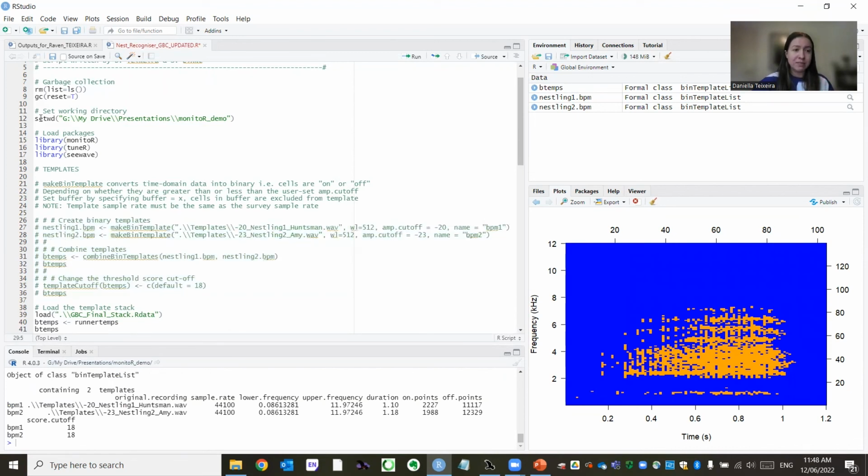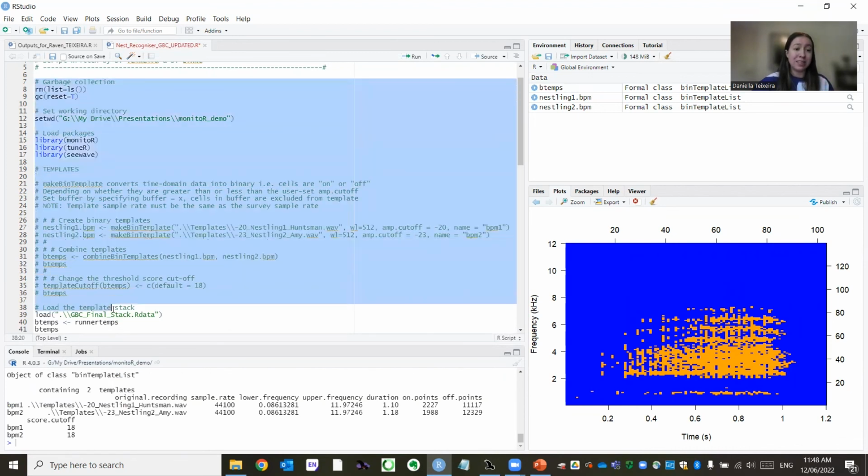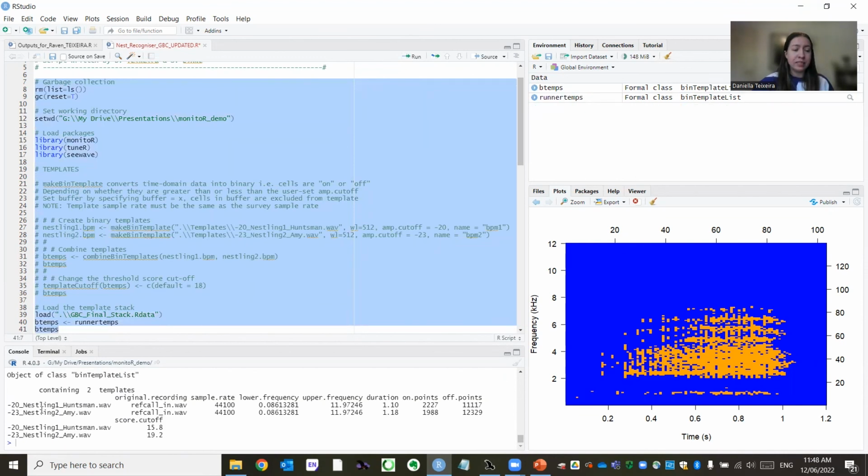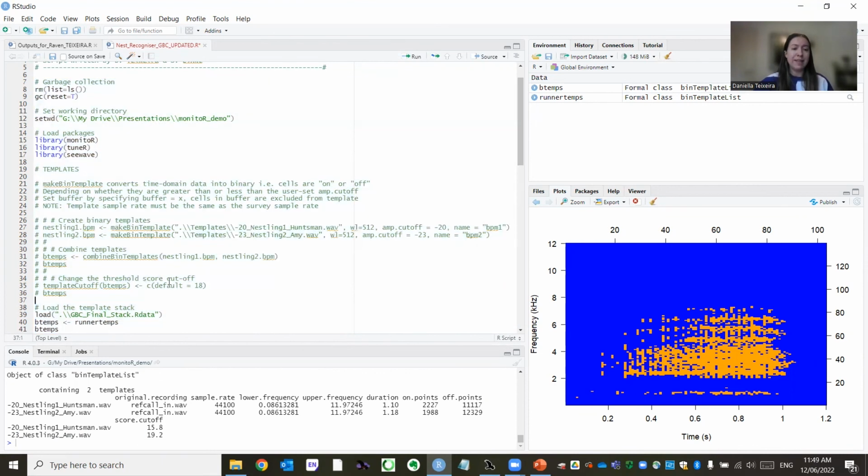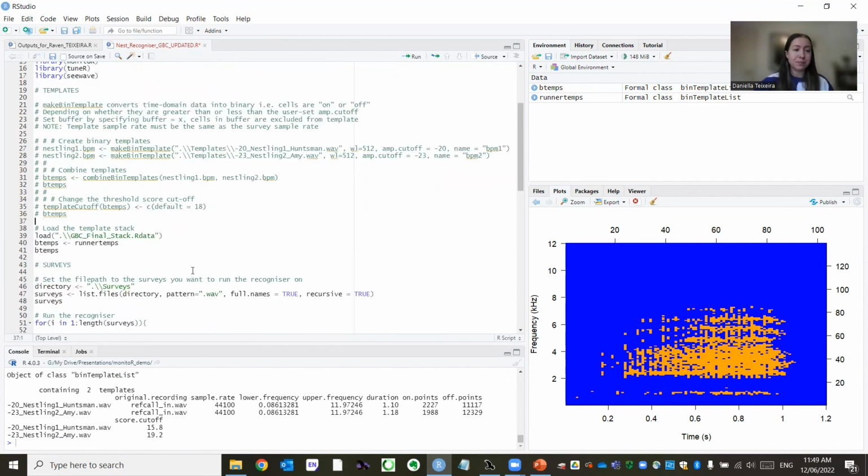So it's inactive, and I'm going to reload this with the stack that I showed you before. I'll bring that in. There you go. These are the same templates, but you can see that I've got these score cutoffs that are specific to the template, so 15.8 and 19.2 for the other template. That's the score cutoff at which those templates performed best.